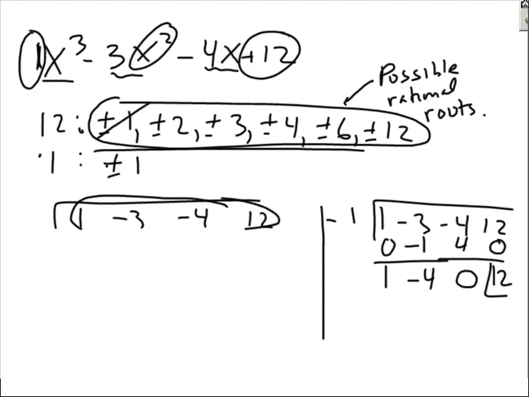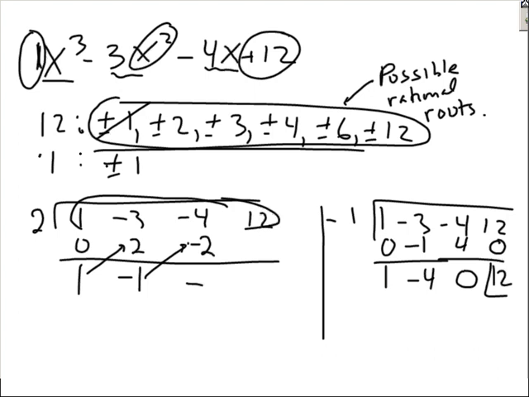Okay, let's try plus minus 2. Let's try 2. 1 plus 0 is 1. Times it by 2, goes up there. Add, get negative 1. Times it by 2. Add, get negative 6. Times it by 2. You add, you get 0.